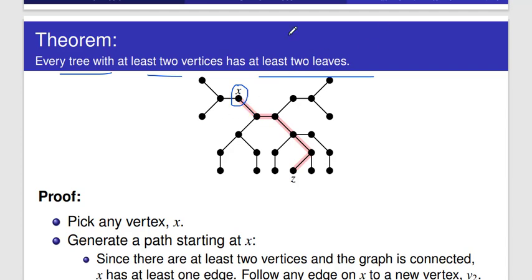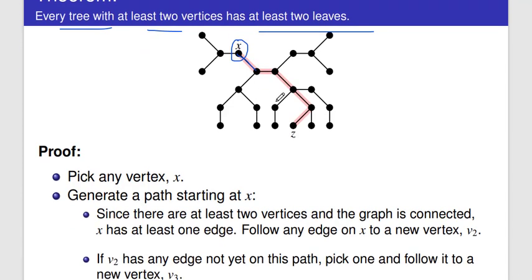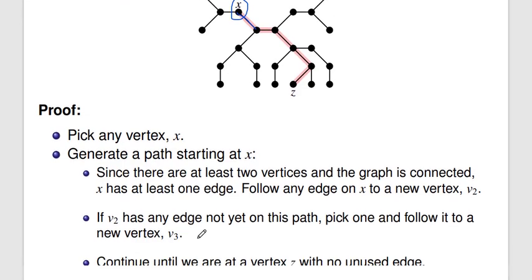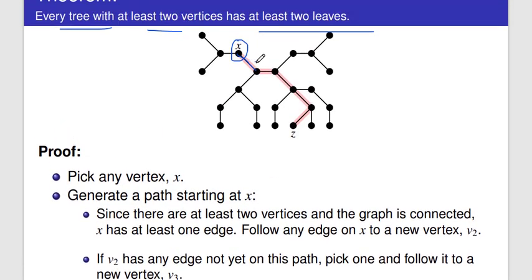So we have to make a path with a new vertex, and we have three edges. But one edge we have come in by, from x to v2. So we have to make a new edge. You can go like this. You have to make the path using each edge only one time.